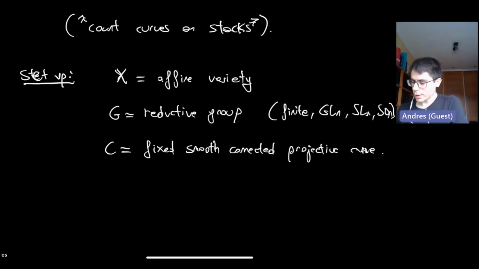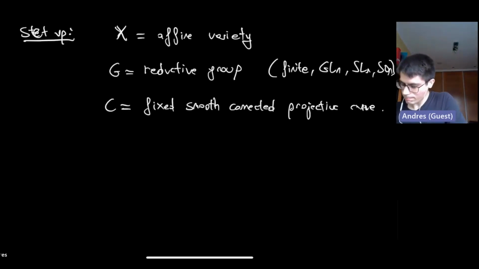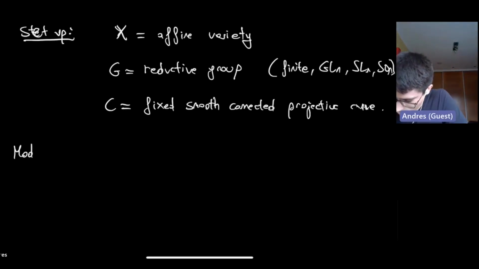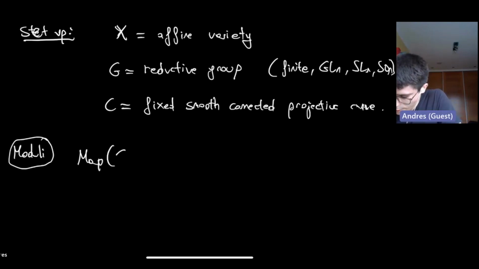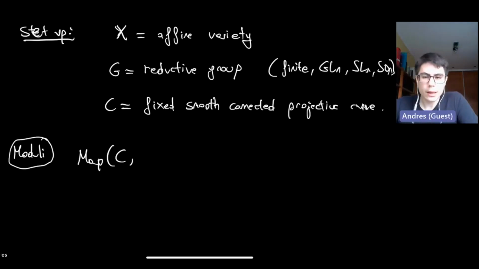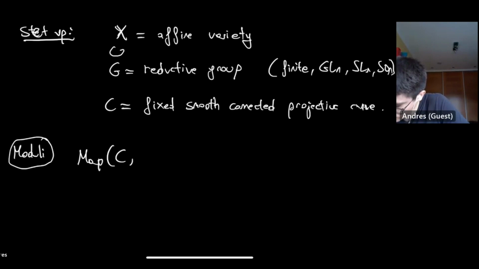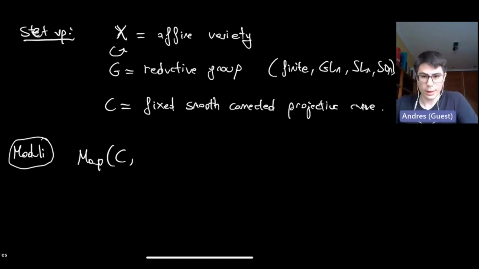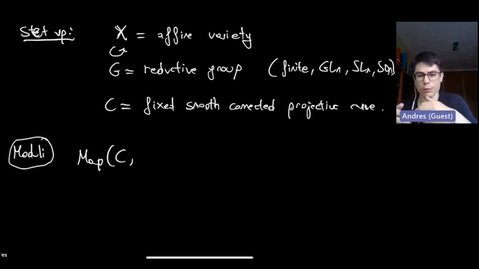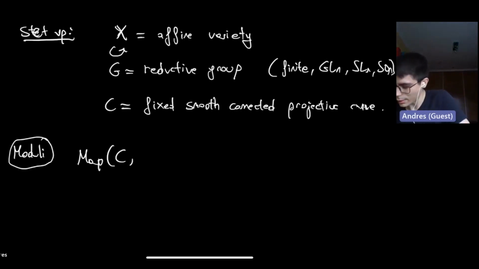Okay. And then let me just give you the main moduli that we're interested in. So the moduli that we're interested in is maps from C into X, but taking into account these additional symmetries. So this reductive group is going to act on X algebraically. And what we want to do is map C into X, but somehow taking into account this equivariance, so equivariant with respect to this action of G.